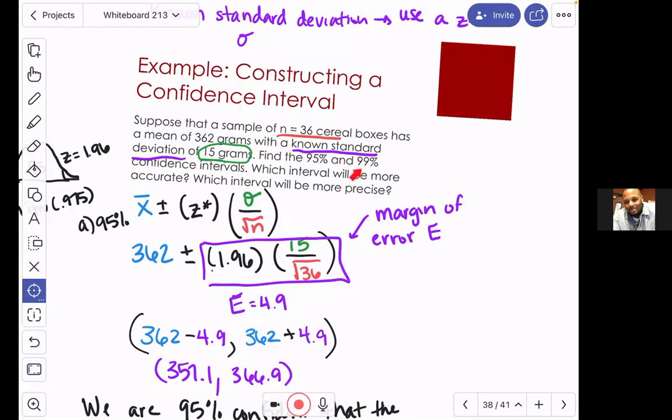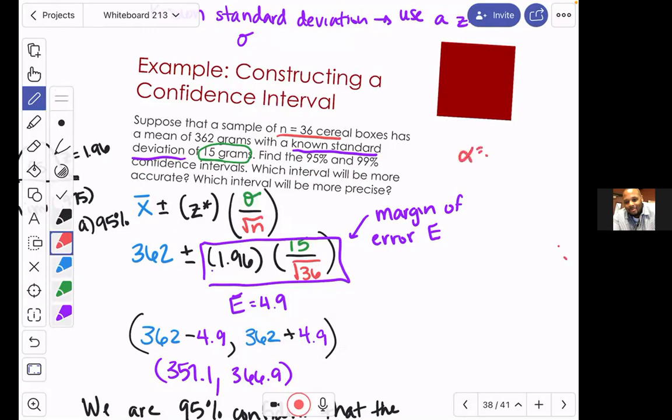They want the 99% confidence interval, or find the 95% and the 99%. If I'm at 95%, my alpha is equal to how much area is on the outside if 95 is on the inside? 5%. So my alpha here is equal to 0.05. So at 95%, my alpha is 0.05.